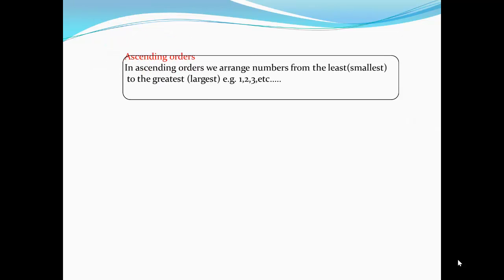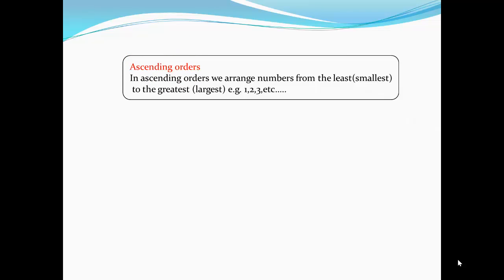Now, ordering numbers. If I want to order the numbers, I have two orders: ascending order and descending order. Let me start with ascending order. In ascending order, we arrange numbers from the least, the smallest, to the greatest. So I check first the smallest till I reach the greatest.